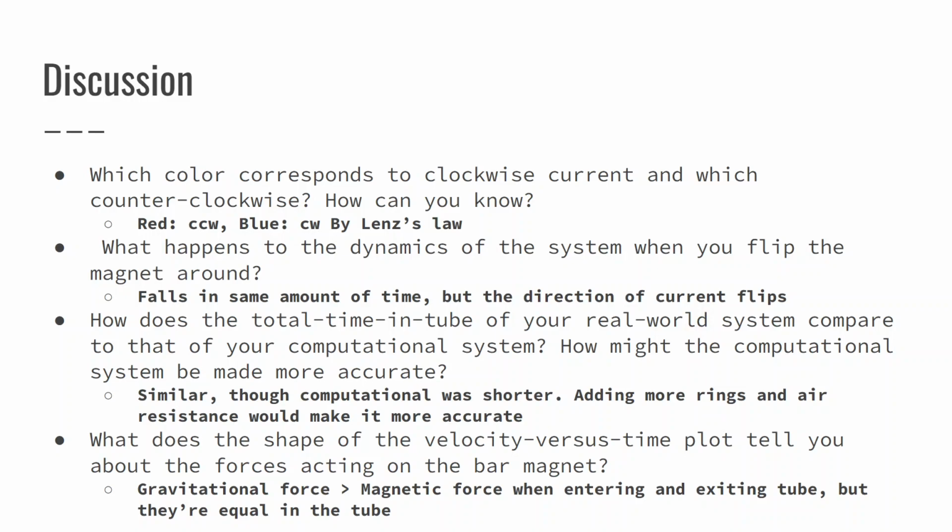And this is because of the assumptions we made, so adding more rings to better simulate the tube, and then accounting for air resistance would make it more accurate because then, of course, magnetic and gravitational force wouldn't be equal. And then what does the shape of the graph show you? So it basically says what I said before, that the gravitational force is greater than the magnetic force when the bar is entering and exiting the tube, but they're equal inside of the tube, which is why the graph showed a constant line for velocity.